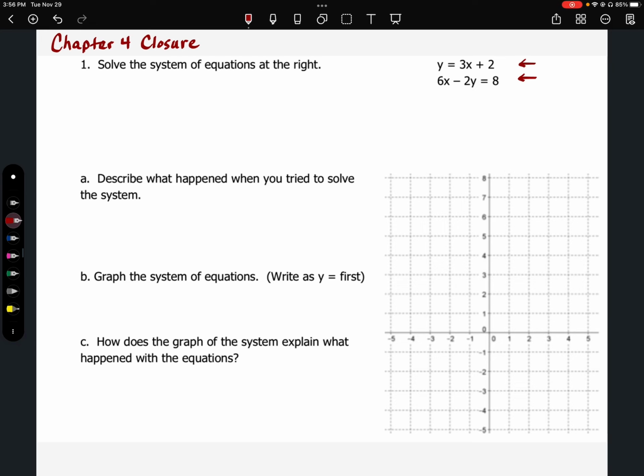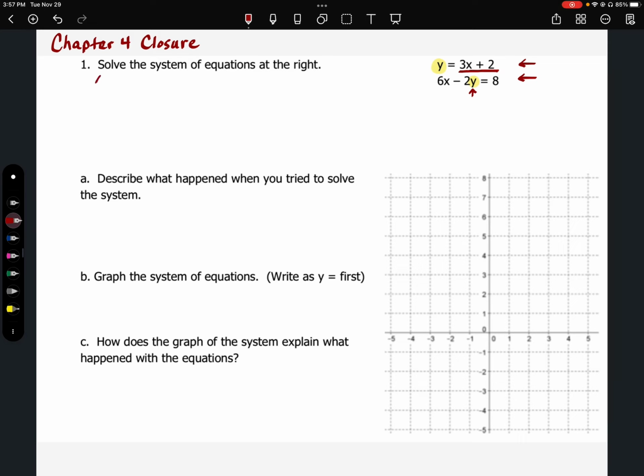They want us to solve this first one algebraically, so what we're going to do is pick a method that we'd like to solve using. So in this case, I have y equals 3x plus 2. I have 6x minus 2y equals 8. Since I already have y isolated here, I'm going to use the substitution method, right? Since y is equal to 3x plus 2, I'm going to substitute that in for the y in the second equation and then solve it to figure out what x is. I'll do that over here on the left side.